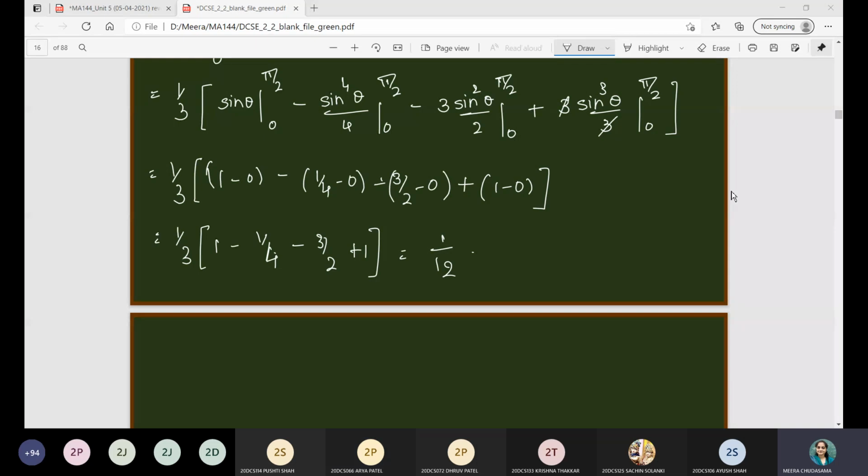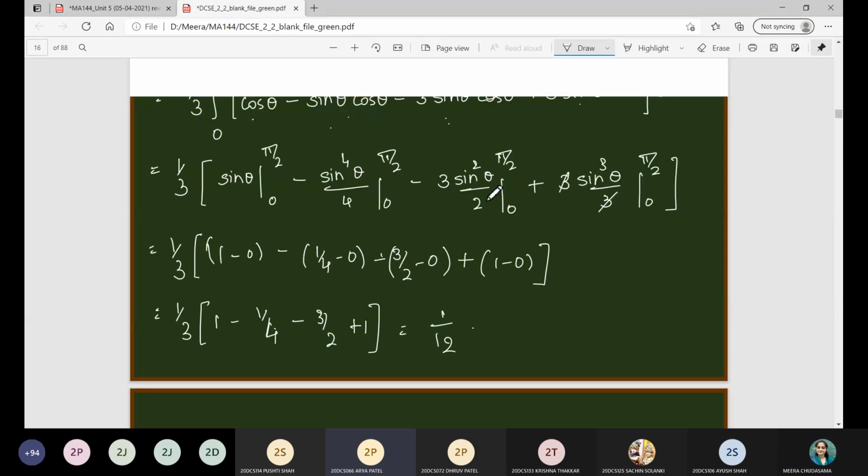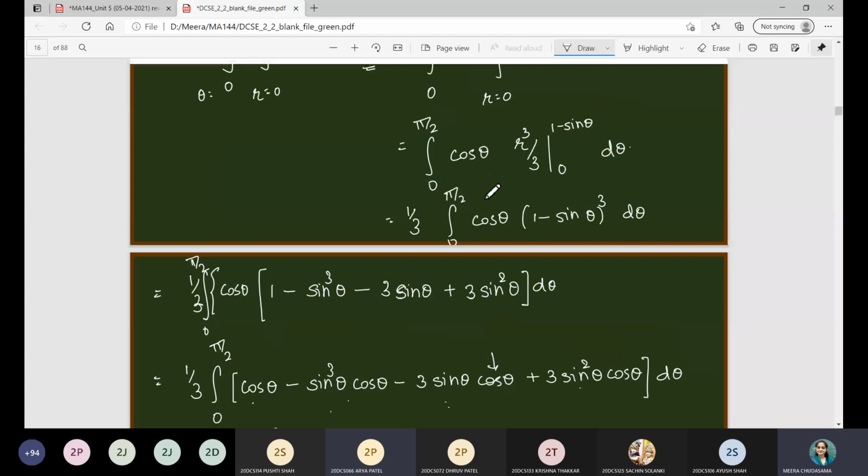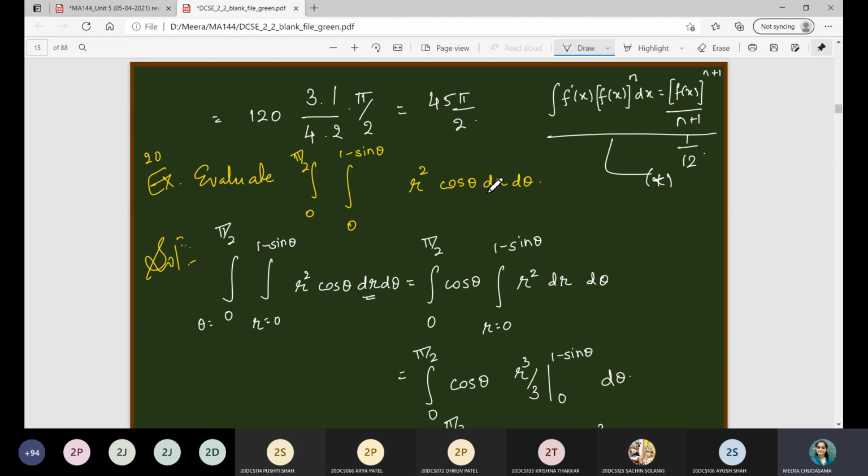Ma'am, instead of doing all this in that step, cos x into 1 minus sin x whole cube, if we consider sin x as t, then it will become short. Yes, then also the computations will be lesser in that case.